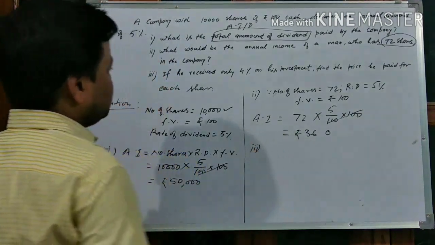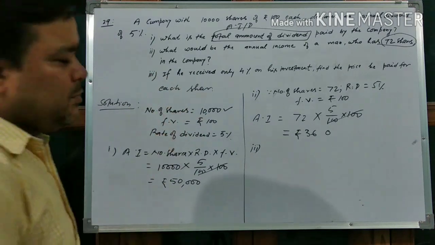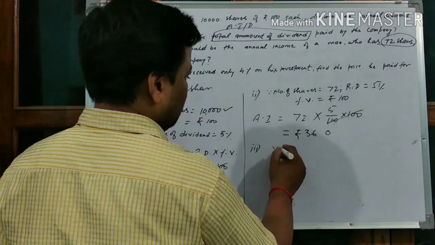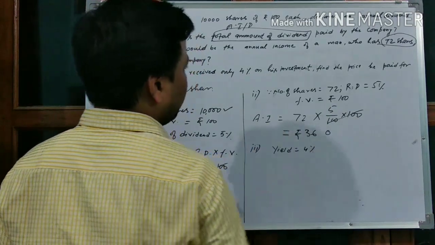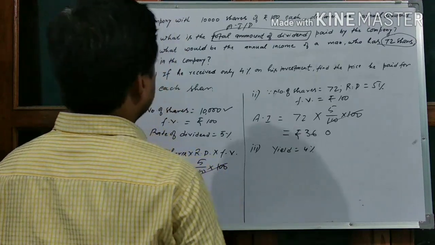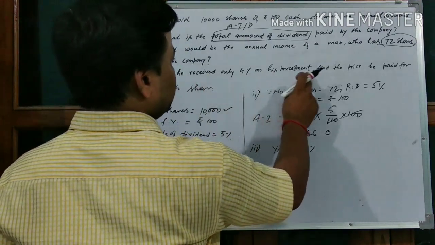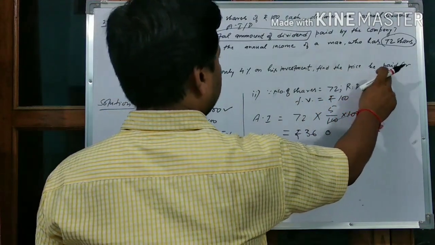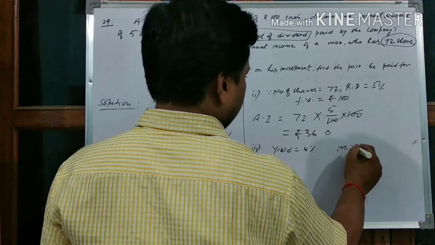The third part is, if he receives only 4% on his investment, means here the yield is 4%. Okay, yield percent is this much, and he received only 4% on his investment. Find the price he paid for each share. Means we have to find the market value.